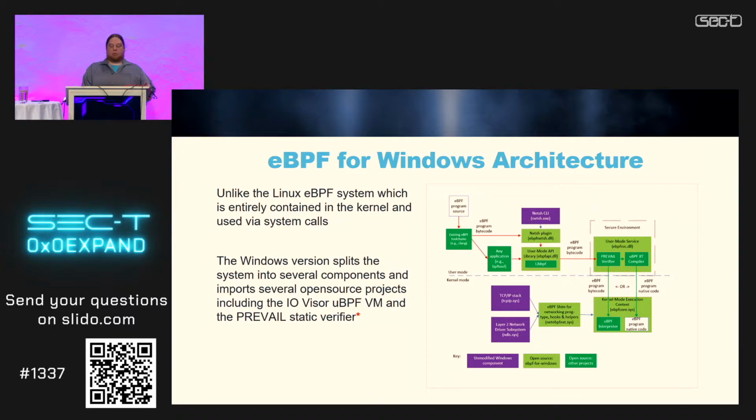And in this architecture, they've actually imported two open source projects that I had fuzzed last fall, and that is the userland VM component that I mentioned, uBPF, and also the PREVAIL static verifier, which was an academic work that was trying to provide stronger security guarantees via abstract interpretation and static analysis prior to running the bytecode.